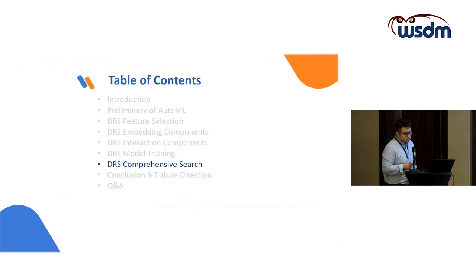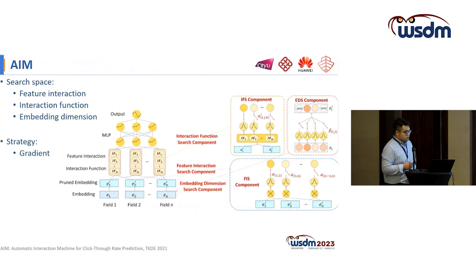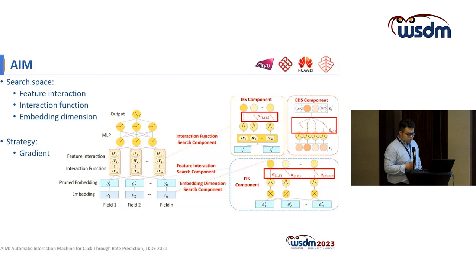Next, I want to introduce works for comprehensive search. The first work I want to introduce is AIM. It is the extension of AutoFIS, which we just introduced in automated machine learning for feature interaction search. AIM also searches for three parts of deep recommender systems: feature interaction, feature interaction function, and embedding dimension. In general, AIM utilizes gates to control all the model architecture and is optimized by gradient. To be specific, whether a gate will be open or not depends on the contribution of the corresponding model architecture to the final prediction.